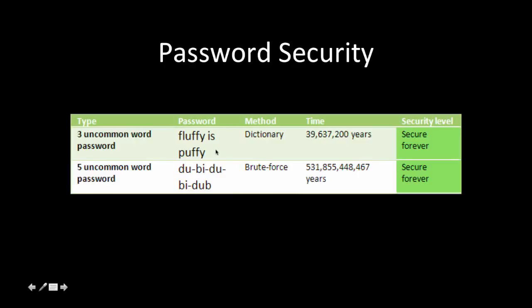Fluffy is puffy. Fluffy and puffy are not common words, and so a common word attack won't get those. A dictionary attack that would finally hit those words would take 39 million years to break it. And if we do 5 uncommon words, doobie doobie dub, that again is something that's easy for people to remember. A brute force attack would be able to break that, but some of these wouldn't even appear in a dictionary, so you would have to do brute force. And then we end up with this ridiculously long amount of time to break the password.